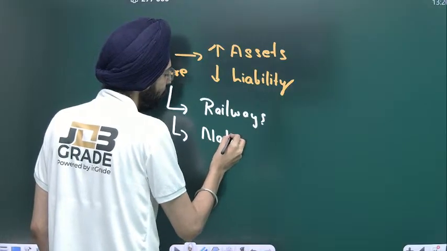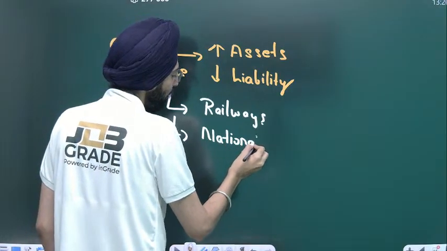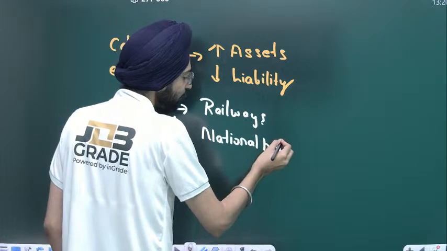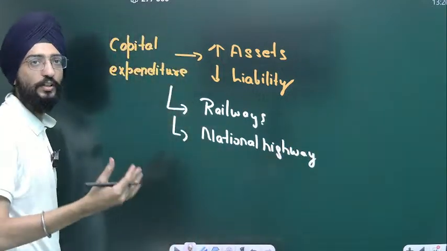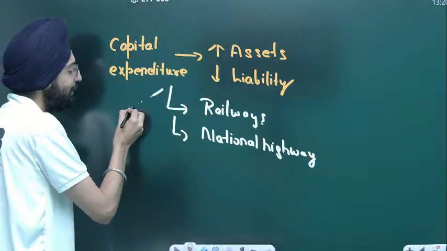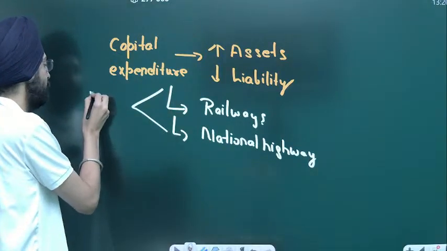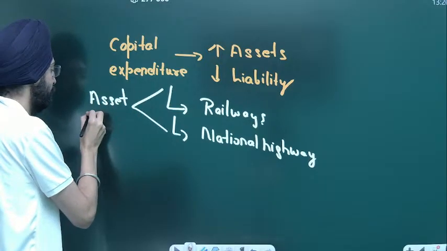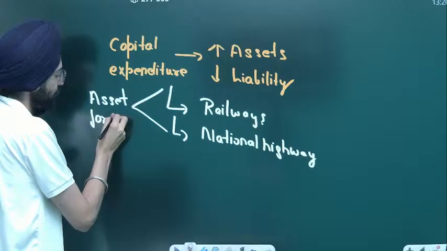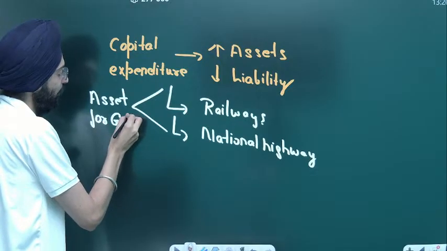Ultimately, the government is spending on infrastructure. What's infrastructure? Infrastructure is nothing but an asset. It's an asset for the government.